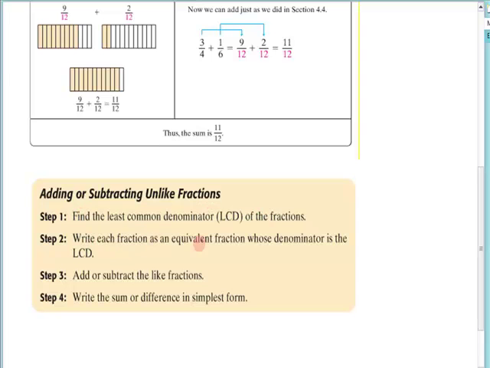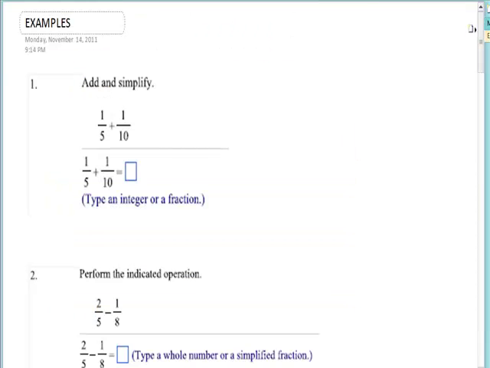Then we're going to write them as equivalent fractions. We're going to add or subtract the like fractions. Then we're going to write the sum or difference in simplest form. In our last lesson, we did all three of these as individual skills. So now we're going to put them together in problems. All right, let's take a look.